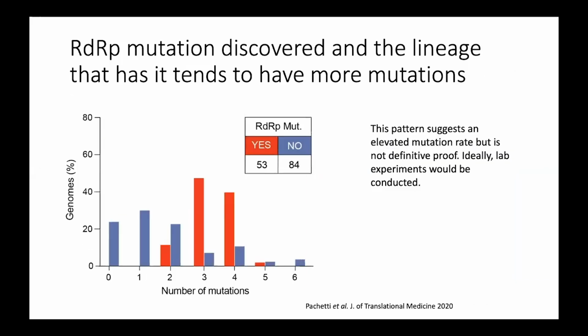And then doing a Google search with this idea, it turns out that I was not the first person to think about this. There was a group that found a mutation in this protein, and then they did this analysis where they looked at genomes that had the mutation, so that's red, and genomes that did not have the mutation. And they found that the distribution of the number of mutations in genomes that have the mutation is higher than the ones that don't, suggesting that these genomes are experiencing more mutations.